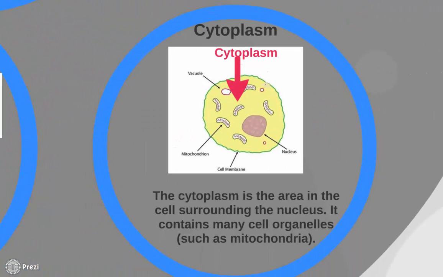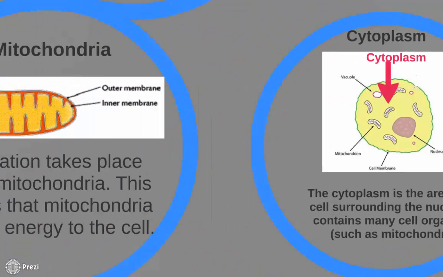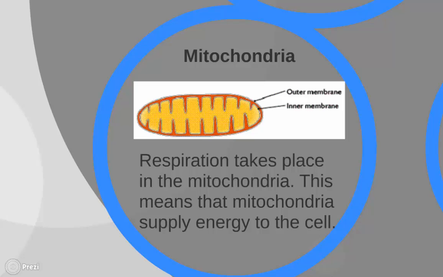The cytoplasm. The cytoplasm is the area in the cell surrounding the nucleus. It contains many cell organelles such as the mitochondria. As the cell organelles are removed from the cytoplasm, the remaining liquid is called cytosol. The cytosol is the liquid part of the cytoplasm. Mitochondria. A double membrane surrounds each mitochondrion, showing many enfoldings, as seen in the diagram. Respiration takes place in the mitochondria. This means that the mitochondria supply energy to the cell.